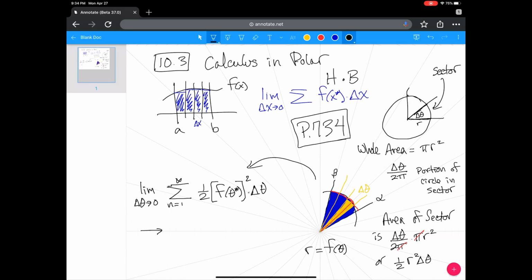So this becomes the integral from alpha to beta of 1/2, and I'll use the f notation, or you can think of it as r of theta, where f of theta is equal to r. So this would be f of theta squared d theta.